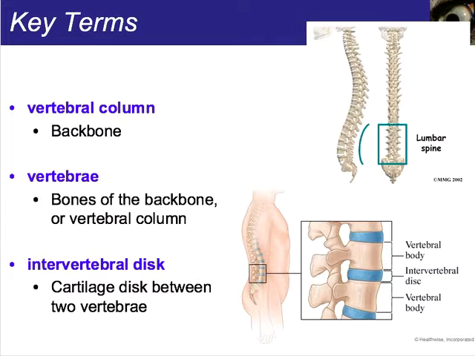Your vertebrae are bones of the backbone or vertebral column, and then your intervertebral discs are the cartilage discs between the two vertebrae. What they do is they are shock absorbers. So as you move and walk, those pieces of cartilage kind of cushion between each vertebra.